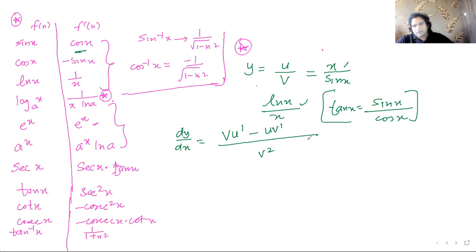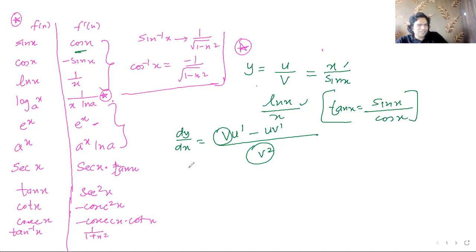There is no flipping of the values. If you flip them, your answer is going to be wrong. So now how do we take this? First, you square the denominator and keep it as it is. Differentiate the numerator, minus, keep the numerator as it is, differentiate the denominator.